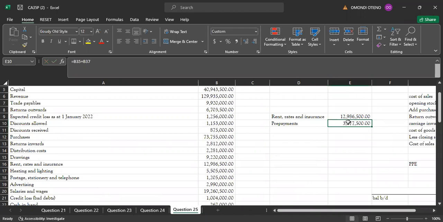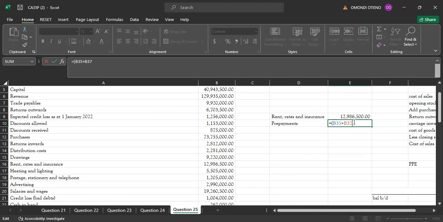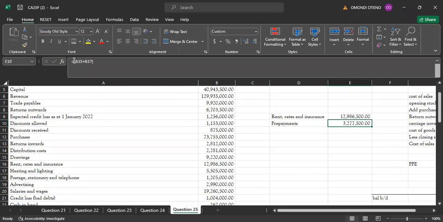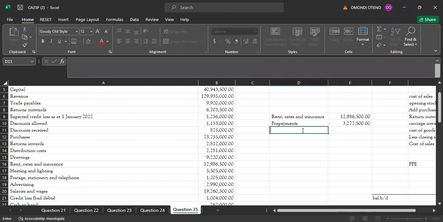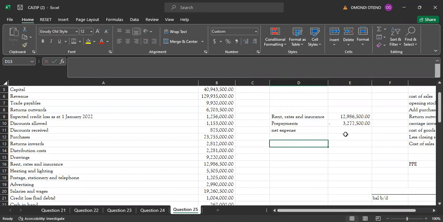This amount was paid in advance. How is it going to affect our profit or loss account? How is it going to affect our statement of comprehensive income? It reduces what we are supposed to pay in the current year. So I subtract. It means all prepayments are subtracted from the expense so that we get the real expense. We get the net expense, which we are now going to take to our statement of comprehensive income as the net expense of rent, rates, and insurance. That is when we deal with the prepayments. We subtract. Prepayments are deducted.